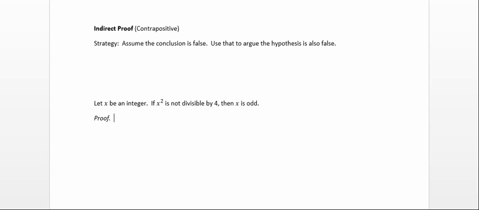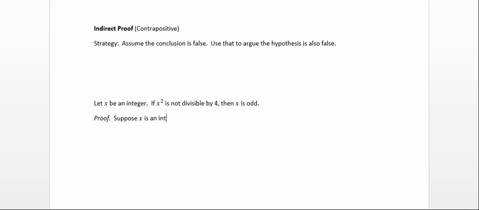See, if x squared was divisible by 4, you could say, okay, x squared is 4 times k for some integer k, something like that. And you would have something to work with, something to hold on to. But it's not divisible by 4, so what is it that you can write down that stems from that? Not much. So that's a time when a direct proof kind of fails you, and maybe an indirect proof is going to be better.